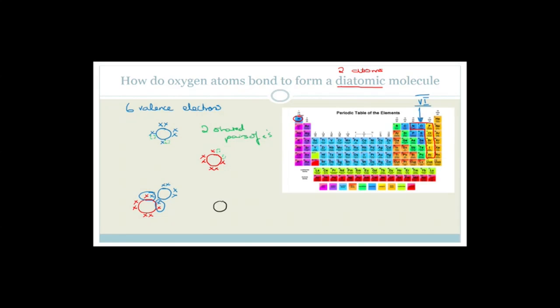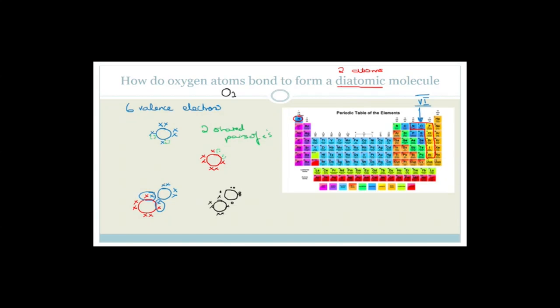So what you need to do is go 1, 2, 3, 4, 5, and 6. And then the next one that you draw has to be a different symbol. It can't be crosses, which is why they call it the dot cross diagram method. So you draw your other oxygen and you go 1, 2, 3, 4, 5, 6. There you go. And how would you write this?